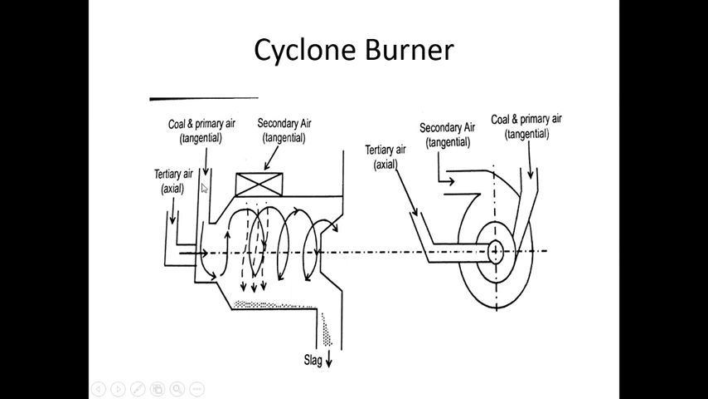And coal and primary air is supplied in the tangential direction. So see here, coal and primary air is supplied in the tangential direction, just like in a Francis turbine, so that it will revolve inside this cyclone burner. I mean, it will take a turn like this. Okay, so here you can see the direction. Once it is supplied, it will move in this way, throughout the surface.